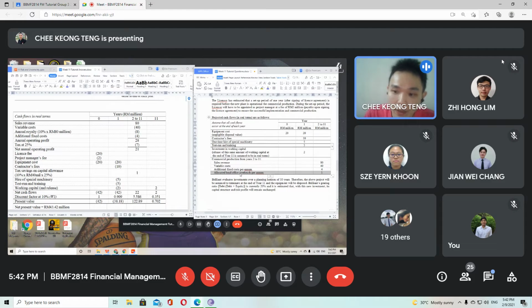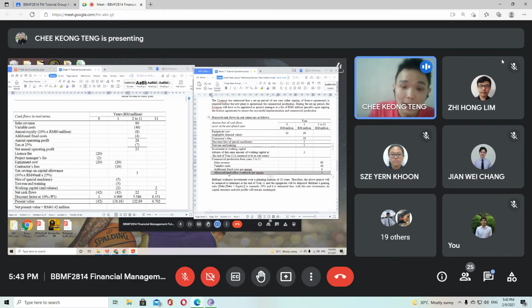Allocated head office overhead per annum is not relevant. This one is a cost, but we do not deduct it here. What's the reason? If you remember from the lecture notes, all those overheads are committed costs, like normal electricity bills, especially at your head office, HQ. You do this project or don't do this project, your office still needs to open. You still use all the electricity, like the aircon still needs to be on, whether or not you do this project.